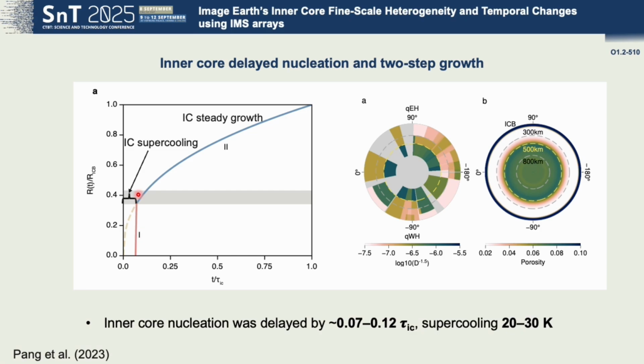After that, it gradually grew until today, but some liquid was trapped inside the inner core and then gradually froze. By comparing our scattering results with porosity models, we infer that the inner core nucleation was delayed by about 0.07 to 0.12 inner core age, involving supercooling of 20 to 30 K. Here, the inner core age was calculated from the moment when the core temperature dropped down to the solidus.